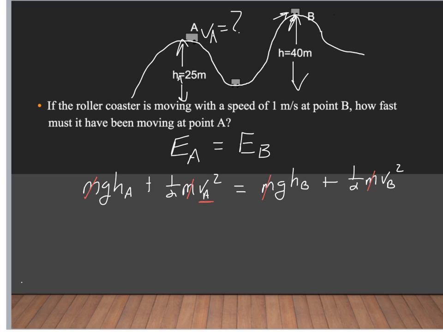Now, when you have this long equation, what might help simplify it so that the algebra is a little easier is multiply each term by 2 and write out what that's going to be in the next step. So we'll have 2gh_a plus v_a squared, because that 2 and that 2 cancel, is equal to 2gh_b plus v_b squared.